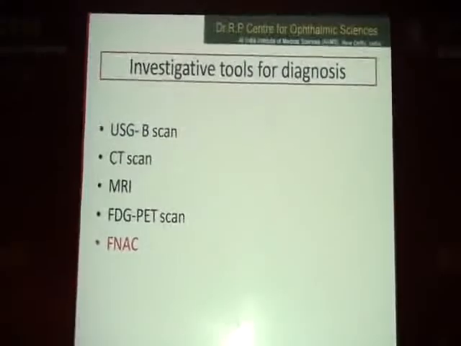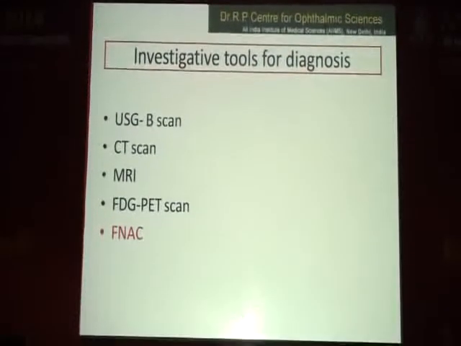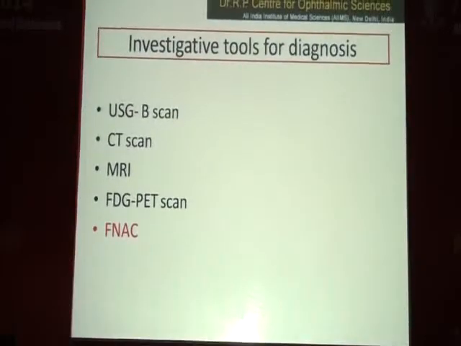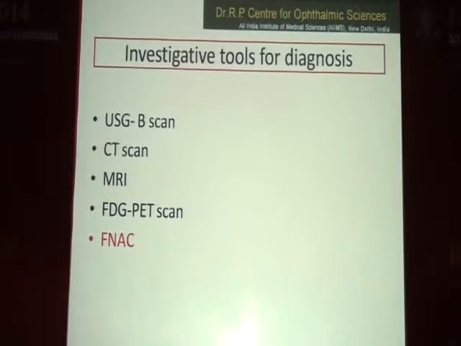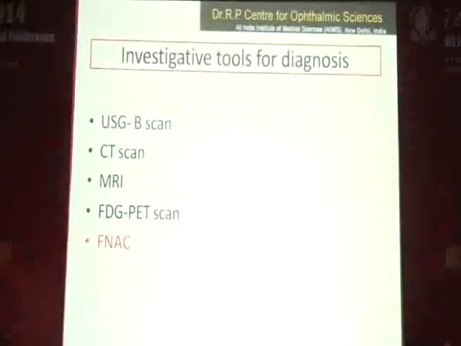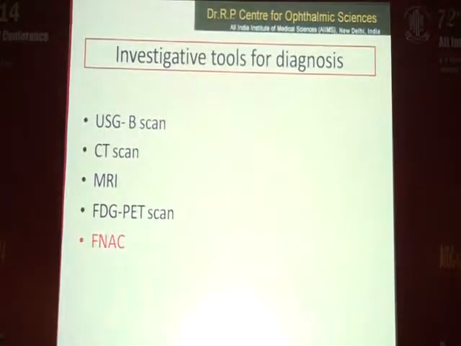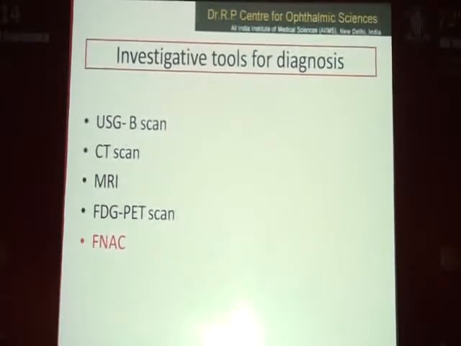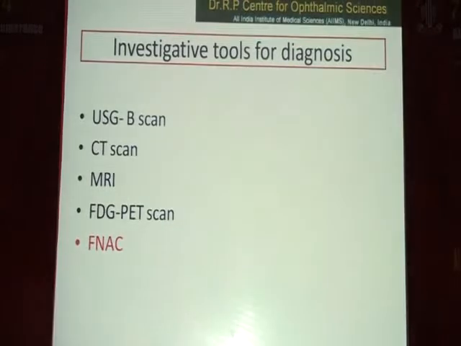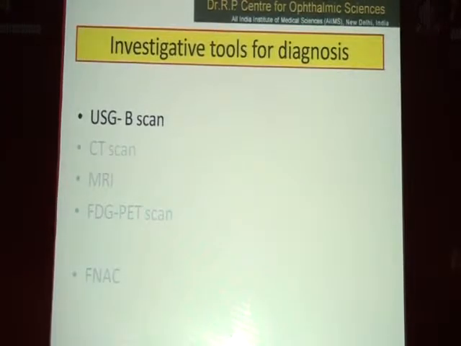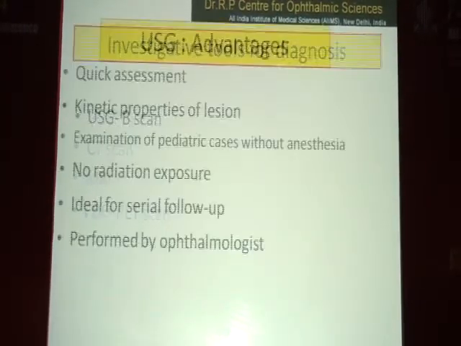And basically the tools that I'm going to cover in my talk include B-scan ultrasonography of the orbit, the CT scan, the MRI, the FDG PET scan. These are all radiological investigations. And finally, we'll be touching upon FMSA, the details of which will be covered by my colleagues in subsequent presentations. So first of all, coming to the B-scan ultrasound.